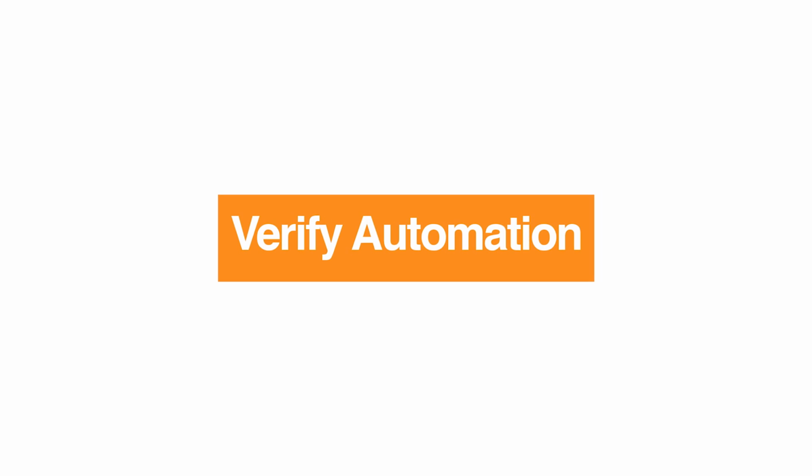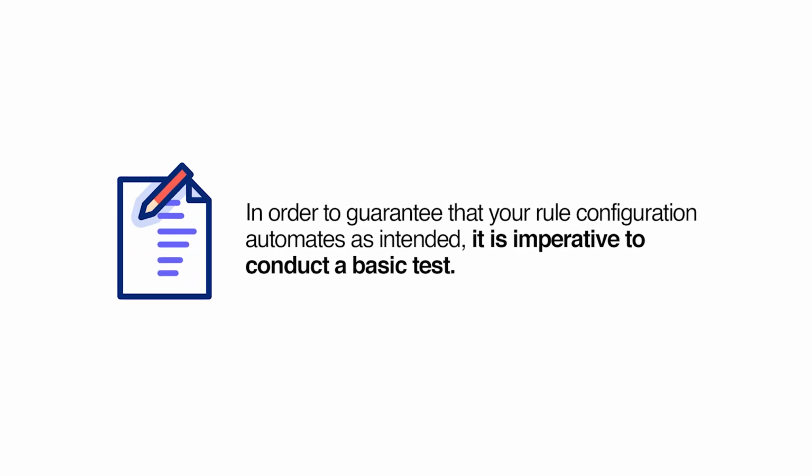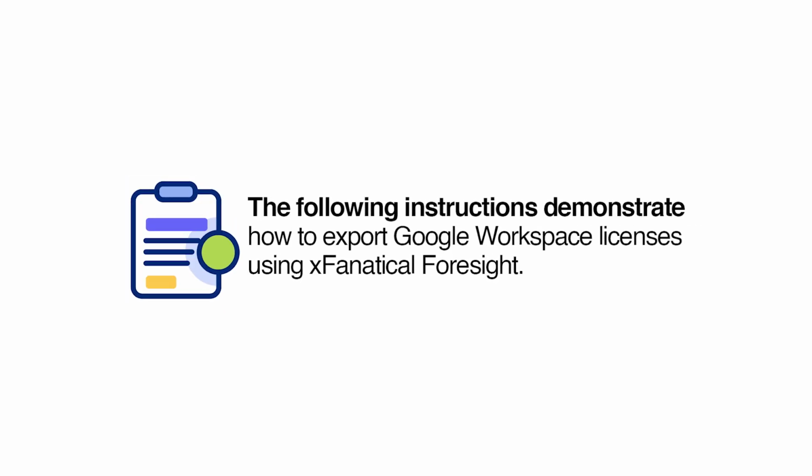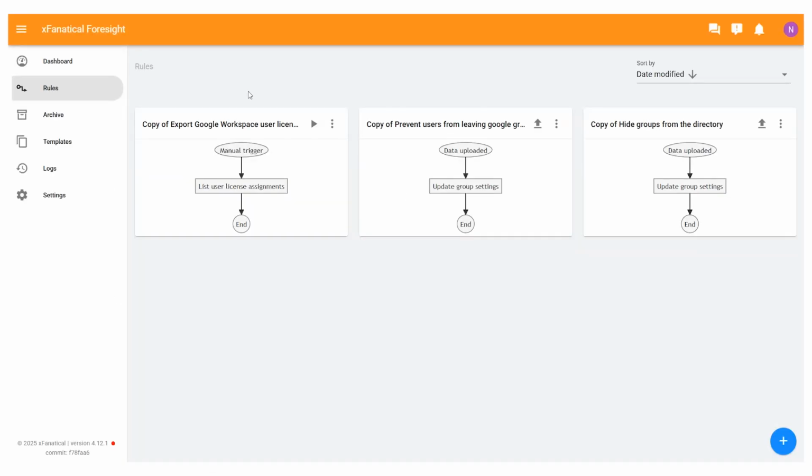Verify automation. In order to guarantee that your rule configuration automates as intended, it is imperative to conduct a basic test. The following instructions demonstrate how to export Google Workspace licenses using xFanatical Foresight. Go to the Rules page of xFanatical Foresight. Find the copy of Export Google Workspace User Licenses rule and click the play button.